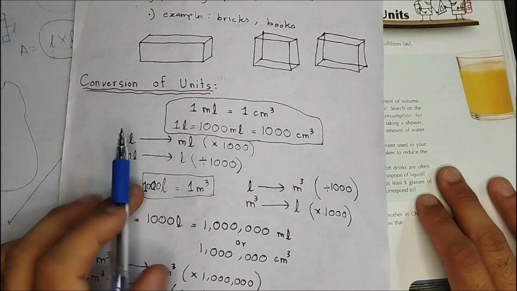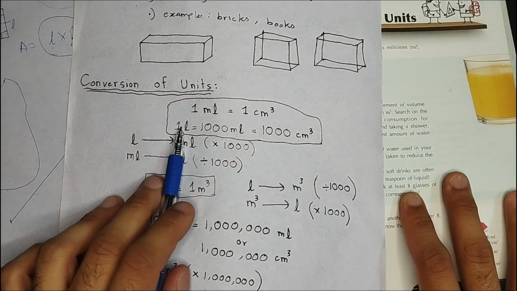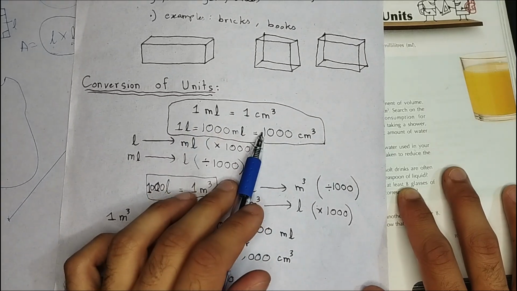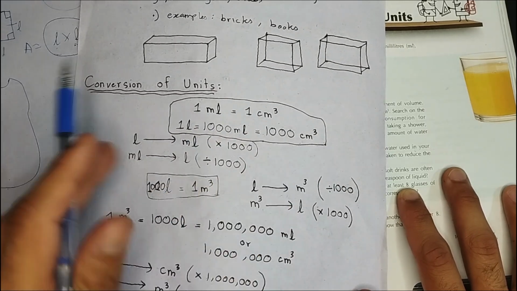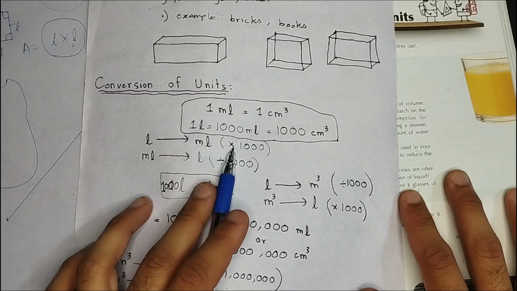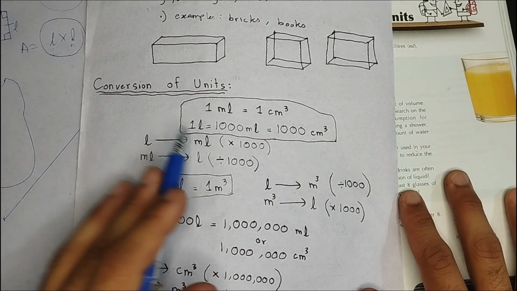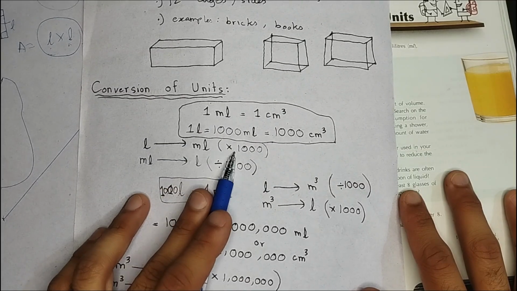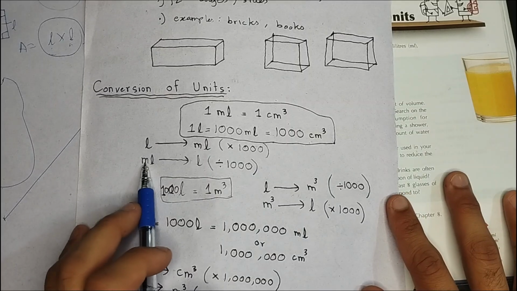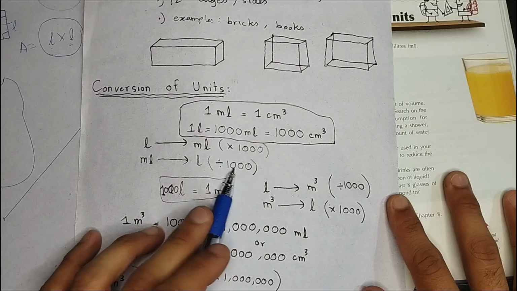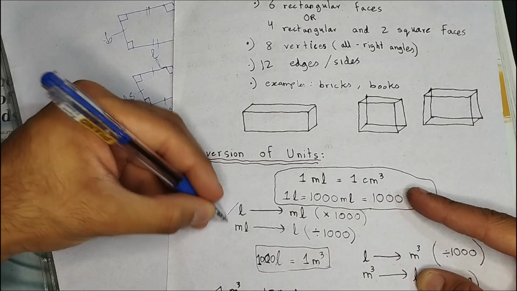Okay, now you have 1 liter. 1 liter is equal to 1000 milliliters, and 1000 milliliter is obviously going to be equal to 1000 cubic centimeter as well. So if you have a liter and you want to convert it into either one of these, you're going to have to do what? Multiply by 1000. So liters converted into milliliters or cubic centimeter is going to be multiplied by 1000. And if you want to convert milliliters or cubic centimeters into liters, you will have to divide by 1000. You need to remember these things.